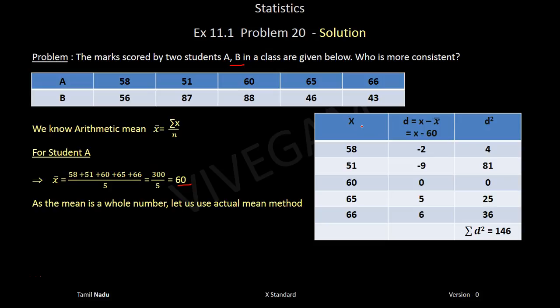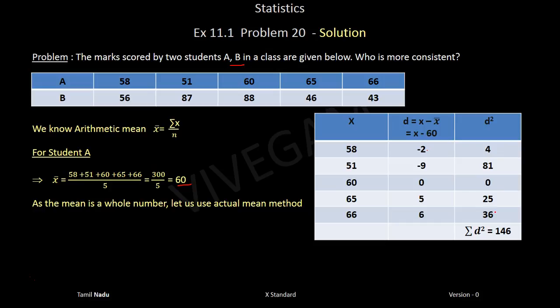So we can use our actual mean method. You have to find the standard deviation, right? And standard deviation is the square root of sigma d square by n. So you have three columns: x, the deviation column and the square of deviation. Write out all the marks 58, 51, 60, 65, 66 and the actual mean is 60. So deviation is x minus x bar, that is x minus 60. You'll have to check for every value. So 58 minus 60 is minus 2 and minus 2 square is 4. 51 minus 60 is minus 9, minus 9 the whole square is 81. So like that you have to fill the remaining cells.